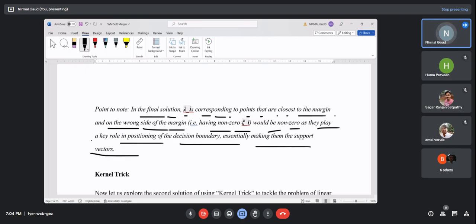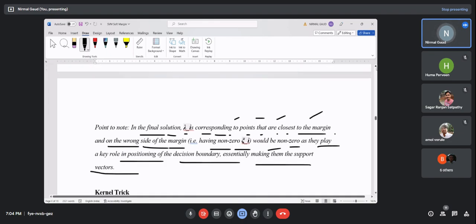Okay, so from this point, what is being explained to us? They are saying lambda corresponds to the points that are closest to the margin. This lambda is the Lagrange value. So it is said that lambda corresponds to the points which are closest to the margin and on the wrong side of the margin, and would be non-zero, as they play a key role in positioning of the decision boundary. So the thing is, in the positioning of the decision boundary, lambda is playing an important role.